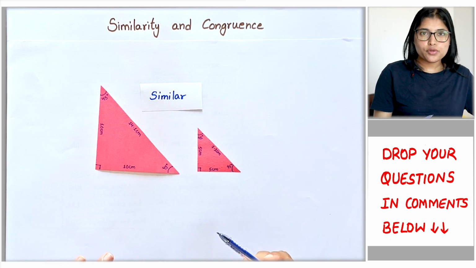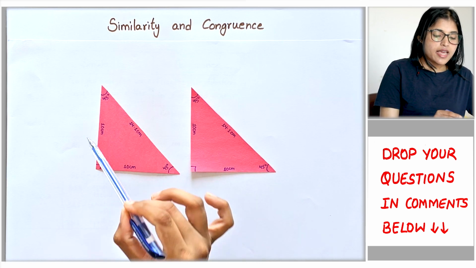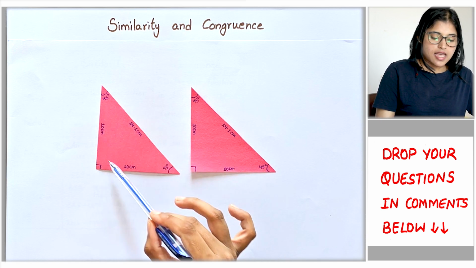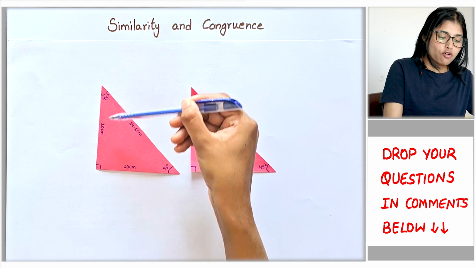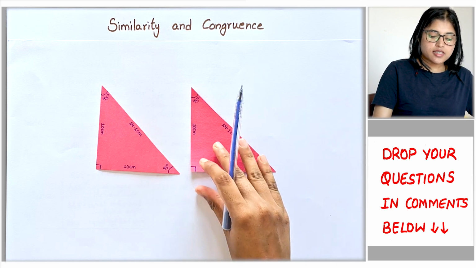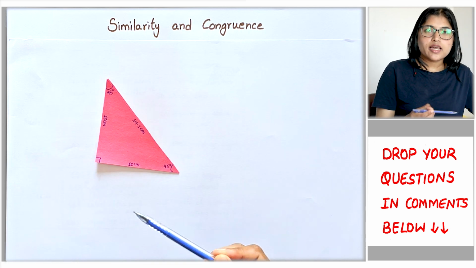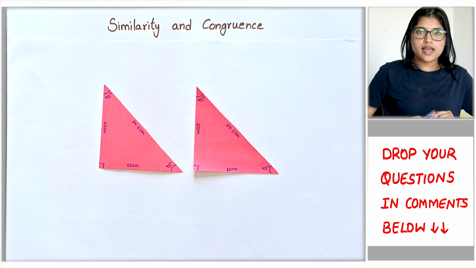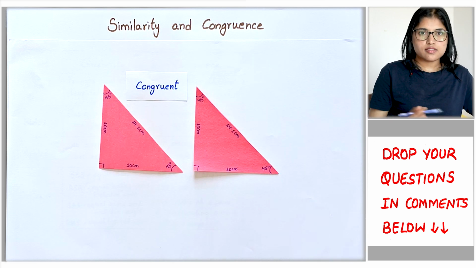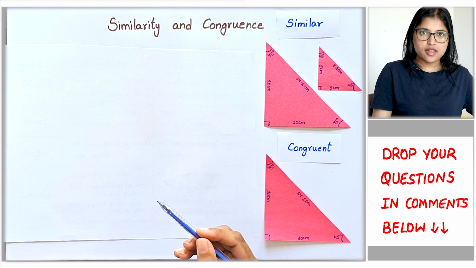Now what are congruent triangles? Let's take a look at these two triangles over here. They have the same shape, same angles, and the size is also same. Length of the sides are same. That is, if I were to place this triangle over this one, they look exactly the same. They are totally identical. So these triangles are congruent triangles.